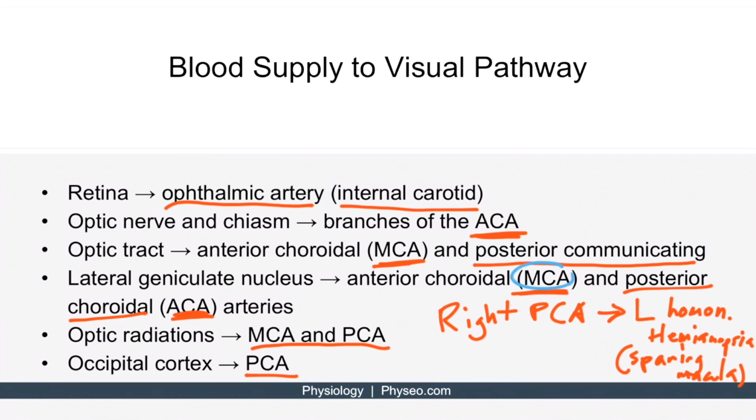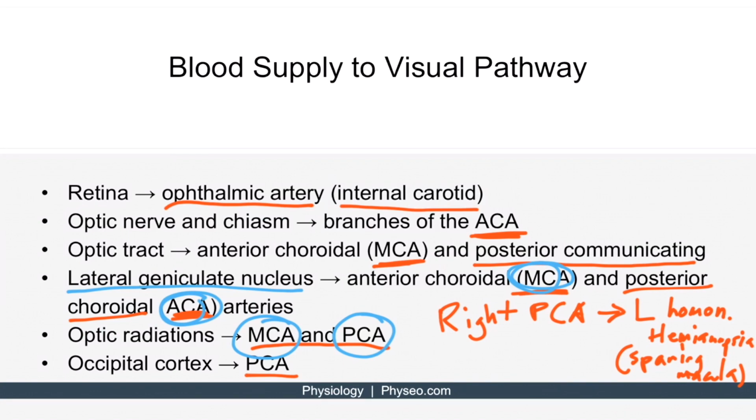For example, the MCA supplies the lateral geniculate nucleus, but so does the ACA. Another example is the MCA supplies the optic radiations as well as the PCA. The point is that determining what portion of the visual pathway is damaged based on a certain type of stroke is not realistic. So don't spend too much time memorizing the blood supply of the visual pathway.